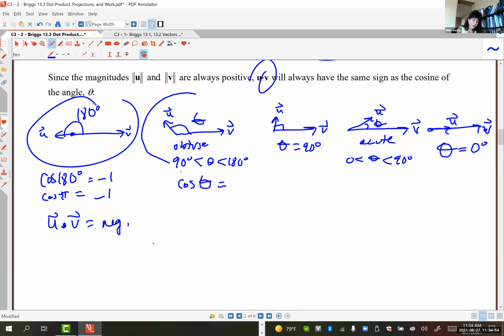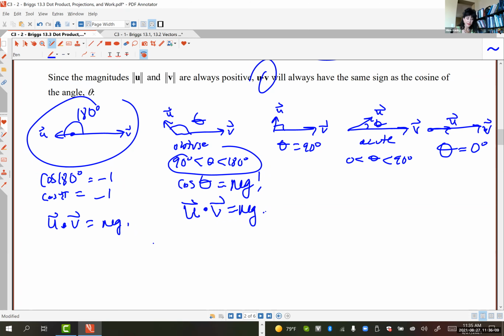Is your cosine positive, negative, or 0 if the angle is greater than 90 but less than 180? Anybody remember? Negative. So that would mean automatically your dot product will be some weird negative number. Guaranteed. How about if your theta is 90 degrees? What's your cosine doing then? 0. Very good. So if your cosine is 0, you're guaranteed that the dot product is 0.